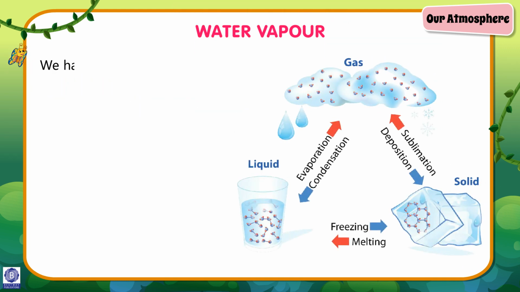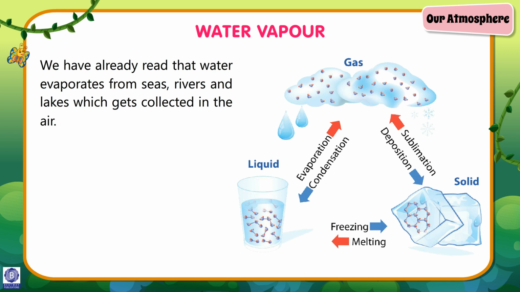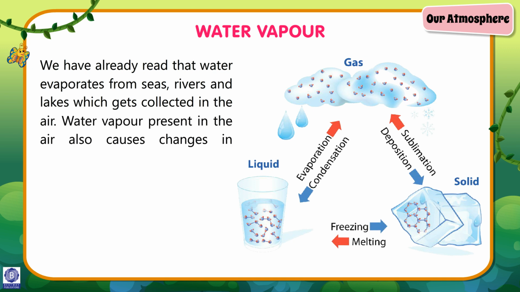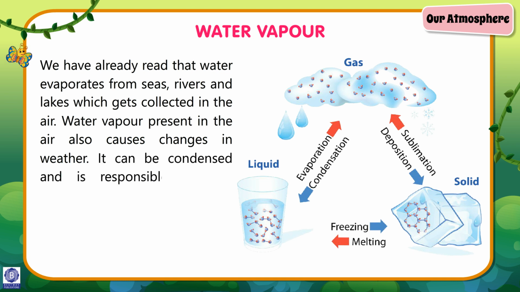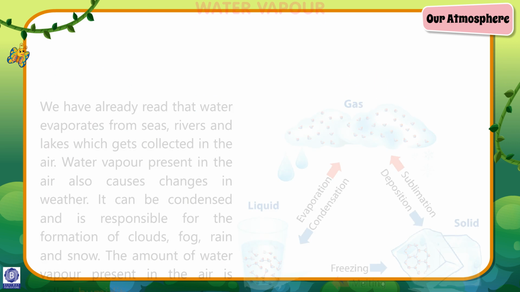Water vapor. We have already read that water evaporates from seas, rivers, and lakes, which gets collected in the air. Water vapor present in the air also causes changes in weather. It can be condensed and is responsible for the formation of clouds, fog, rain, and snow. The amount of water vapor present in the air is called humidity.